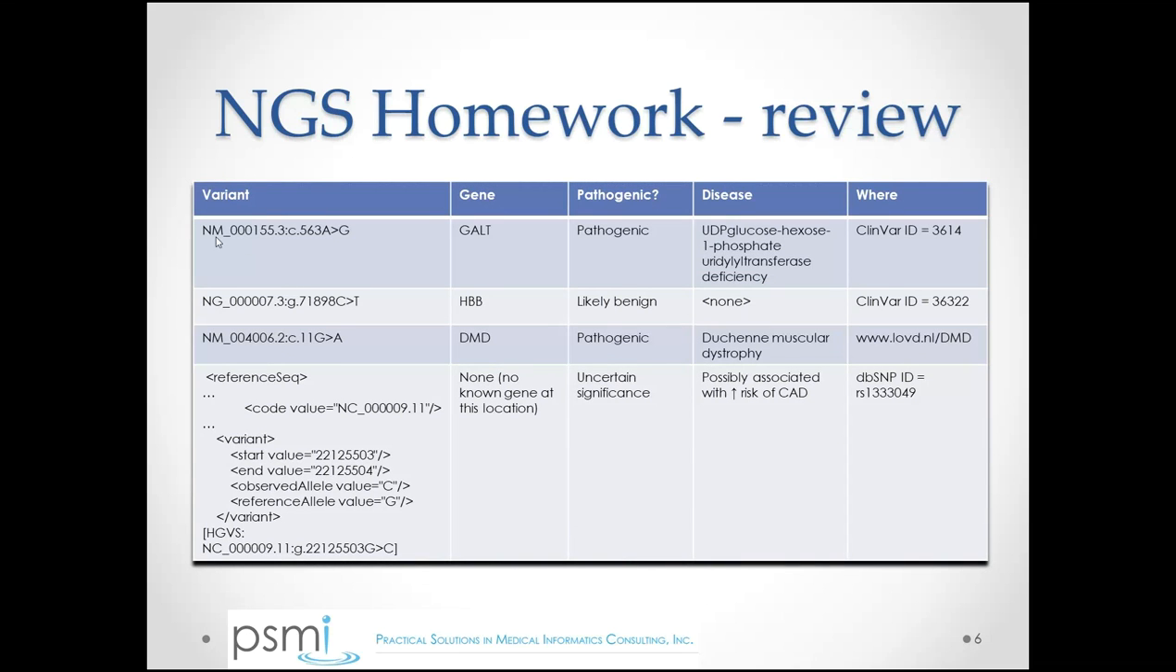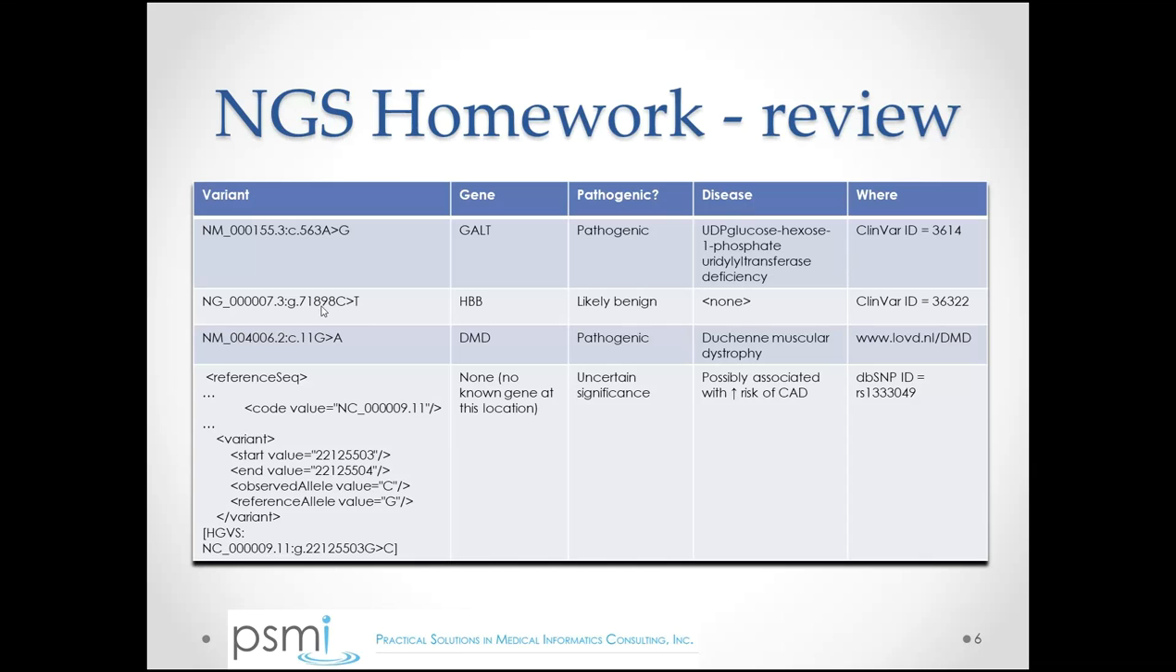The first variant was found in ClinVar, so that was pretty straightforward. The preponderance of evidence in ClinVar says that this is a pathogenic variant in the GALT gene that's associated with this particular disease. And everyone was in concurrence on this one.